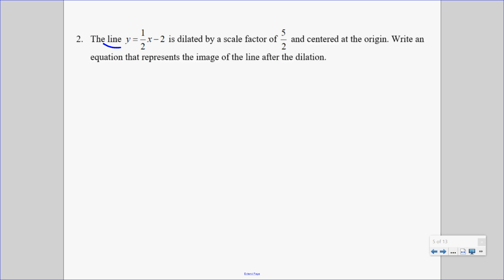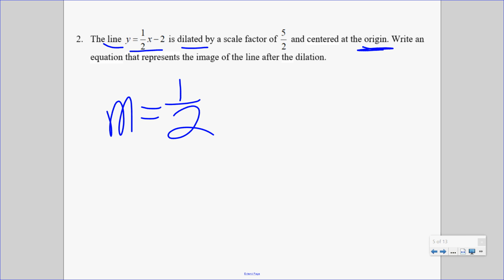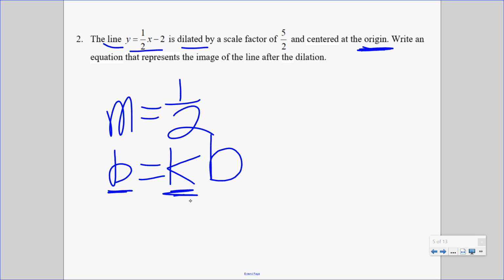Line dilation, parallel, keep the slope. I never change my slope. My slope always stays the same. Origin, multiply scale factor and b. My new b is my scale factor, which I call k, times my original b.